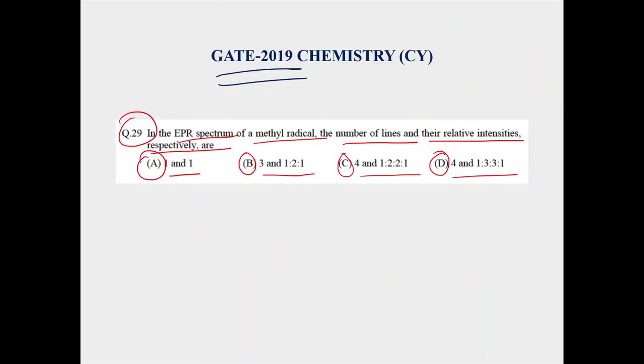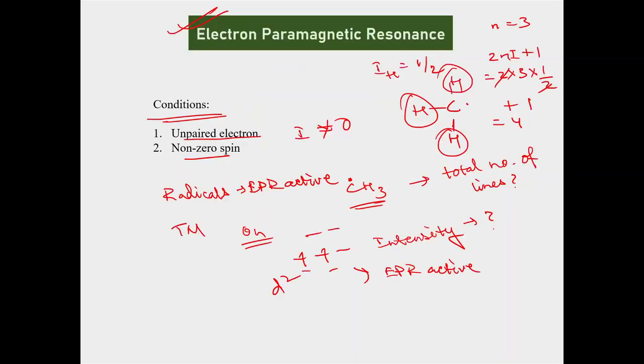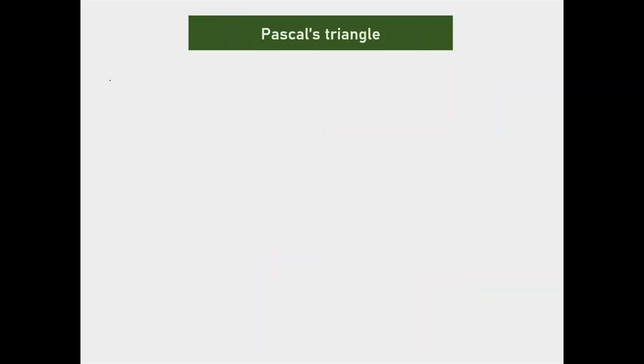So first only we can see that this and this are not the correct options. Then next, moving on to their relative intensities. Now, how do we find out relative intensity? Here also H has half spin, and similar to NMR, if the spin value is half, then we can use Pascal's triangle for getting the relative intensity of those lines.